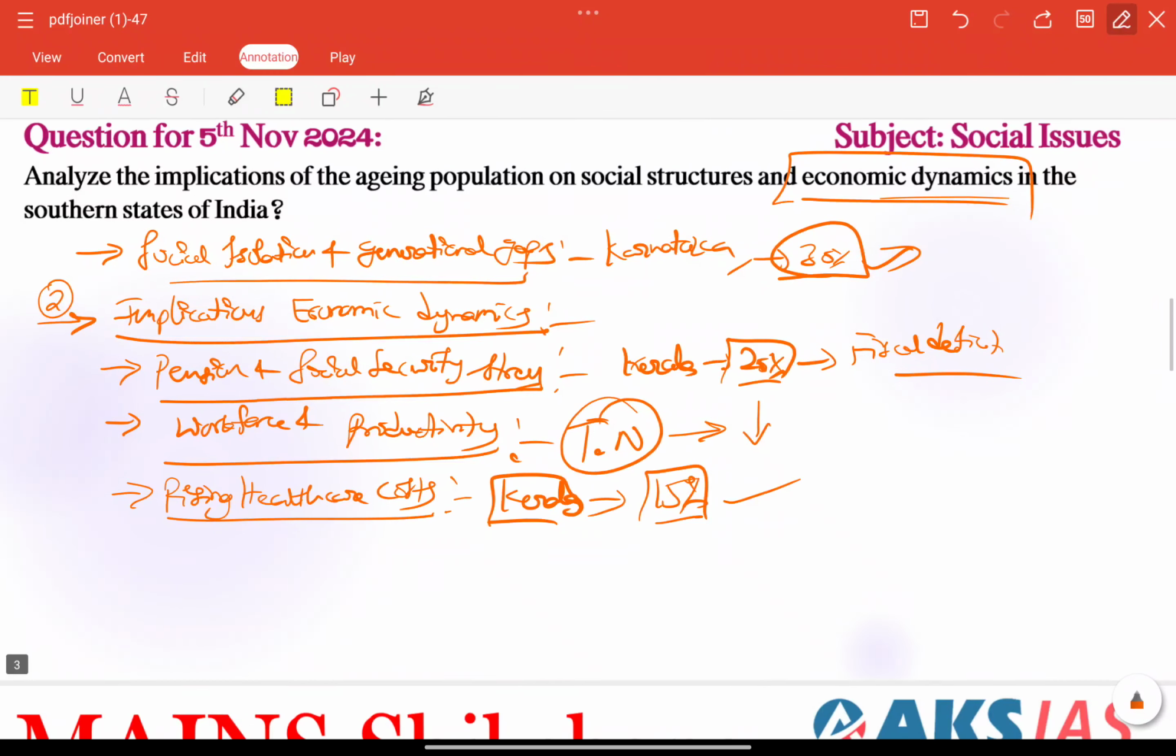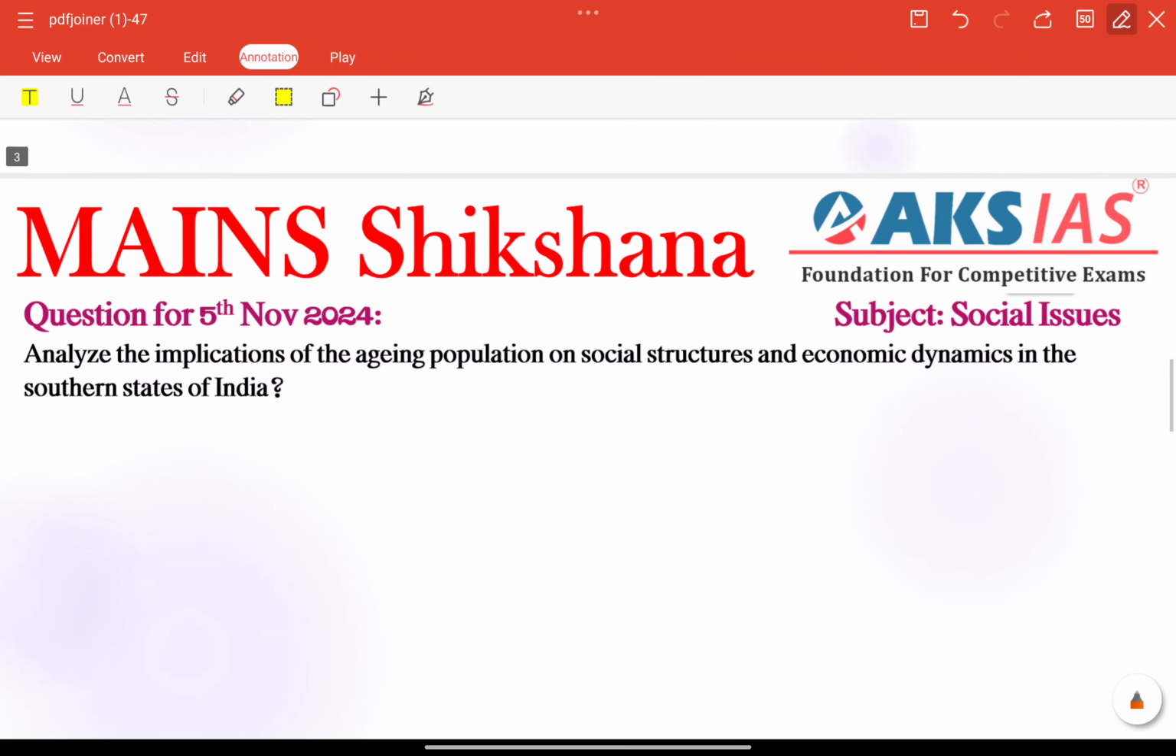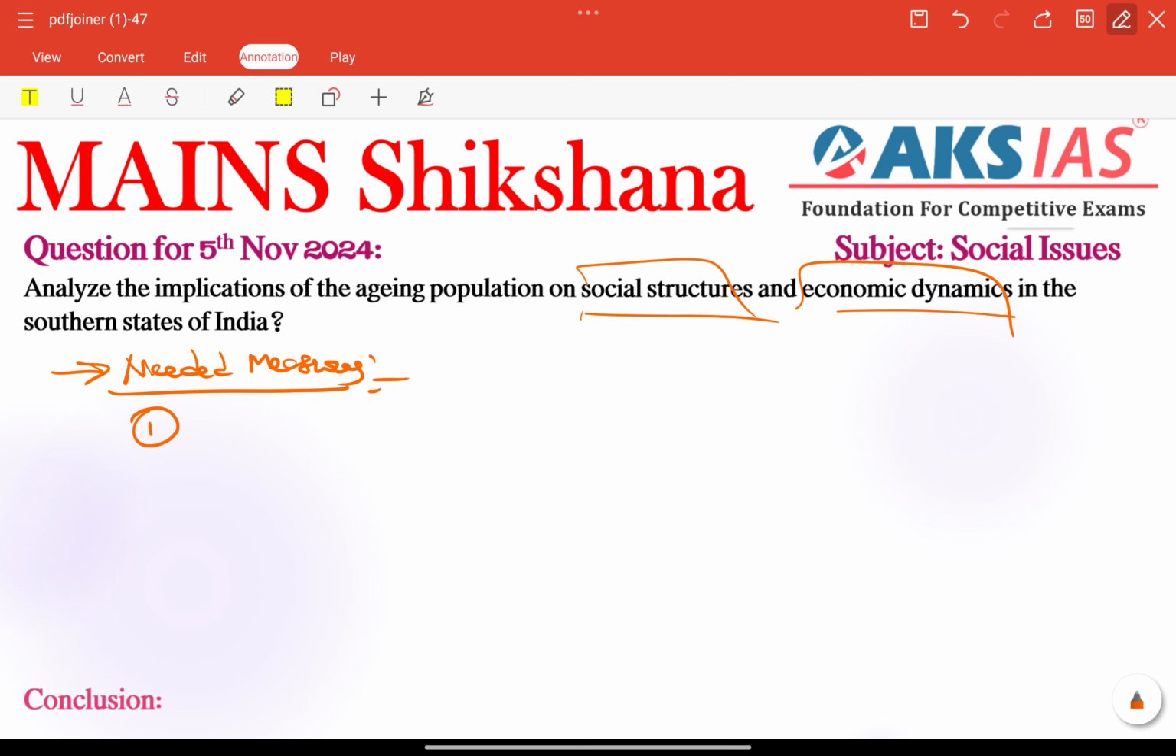So these are almost all the implications. Here we are talking only about negatives, challenges, so no need to talk about further challenges, right? So here directly we can talk about the needed measures, what needs to be done for these complications or implications, especially on the social structure and also economic dynamics, right? So first of all, we need to strengthen our healthcare and social security, right? Healthcare and social security need to be strengthened here. That is the most important solution for these problems.